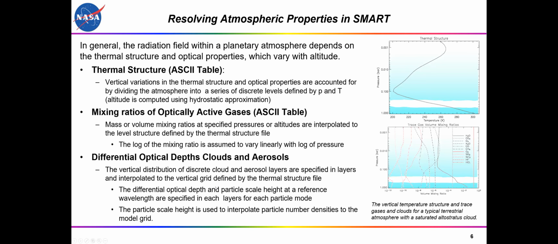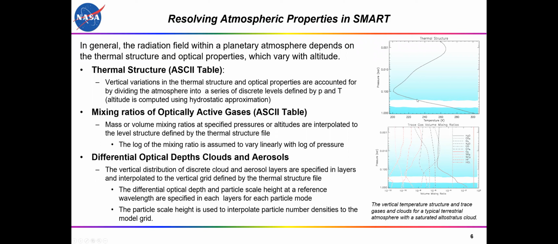The nice thing about SMART is that it can fully resolve the vertical structure of an atmosphere by simply dividing it into a series of vertical layers. We do that by defining an atmospheric structure file that you'll see more of in a minute. And that atmospheric structure file just defines pressure versus temperature in the atmosphere. From that, I can always go back and forth and calculate pressure and temperature, and using the hydrostatic equation, I can then generate information about the altitude as well.